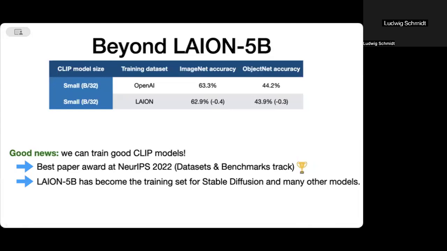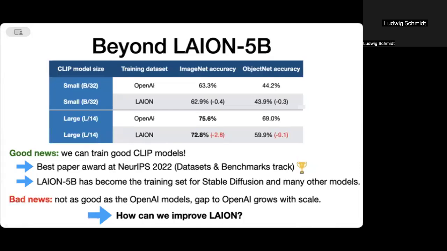But as we scaled up our training runs, we noticed that as we train larger CLIP models, specifically L14 CLIP models, the gap to OpenAI started to increase. So for instance, here on the ImageNet dataset, at the L14 scale, we have a 3 percentage point gap to the OpenAI models. Then on ObjectNet, another widely used test set, we have a 9 percentage point gap to the OpenAI model. So this was a bit of a bummer.